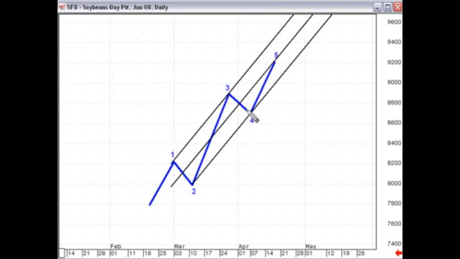Again, if price action penetrates the lower boundary line of your initial or temporary channel, that's considered throw under. If price action penetrates the upper boundary line of our final price channel, that's considered throw over.